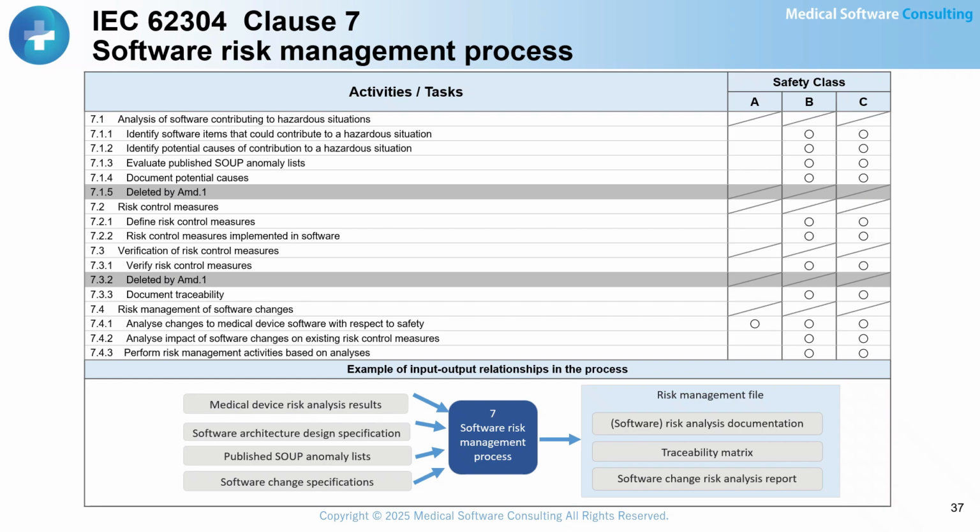Whenever software changes are made, it is necessary to determine whether the changes have introduced new potential causes of hazardous situations and whether new software risk control measures are required. The same analysis applies to changes in SOUP. Based on the risk analysis in the software risk management process, the activities of analyzing software contributing to hazardous situations, defining risk control measures, and verifying those measures are carried out with the results recorded in the traceability matrix.